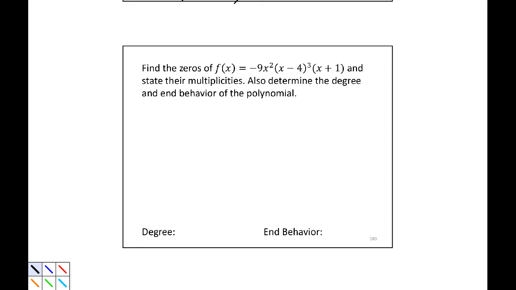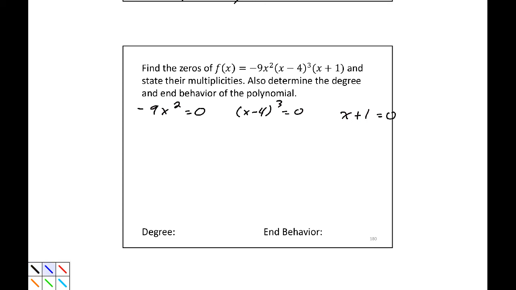All right, our last example for this objective, find the zeros of f of x equals negative 9x squared, times x minus 4 cubed, times x plus 1. And then state the multiplicities. Also, determine the degree and end behavior of this polynomial. Well, this is already factored, so I'm going to take each of those factors, minus 9x squared, set it equal to 0. The next factor, x minus 4 cubed, set it equal to 0. And then x plus 1, set it equal to 0.